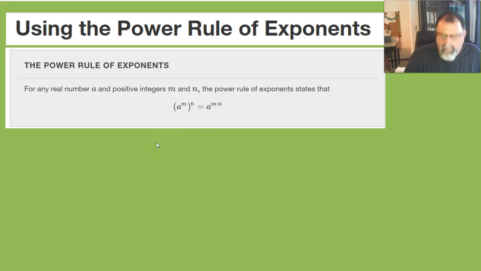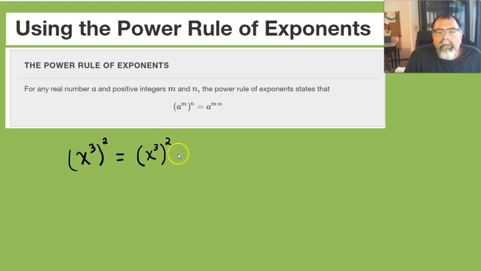All right, let's look at why this works. Let's change the variable to x this time. x to the 3rd, and then I'm going to raise that to the power, we'll just keep it simple, square. x to the 3rd squared: if I think of x cubed as the base and then I have the square, that means x cubed times x cubed.